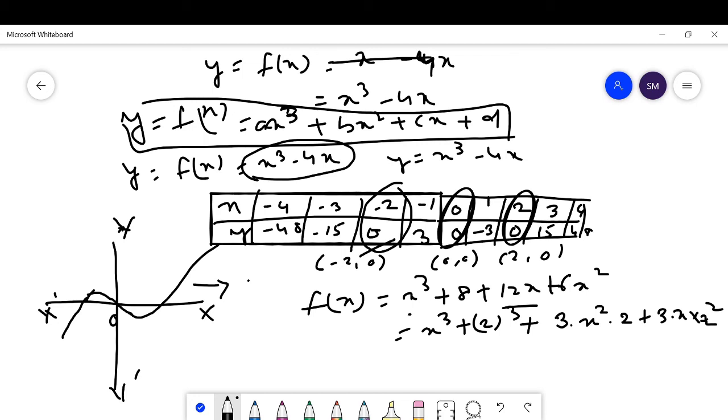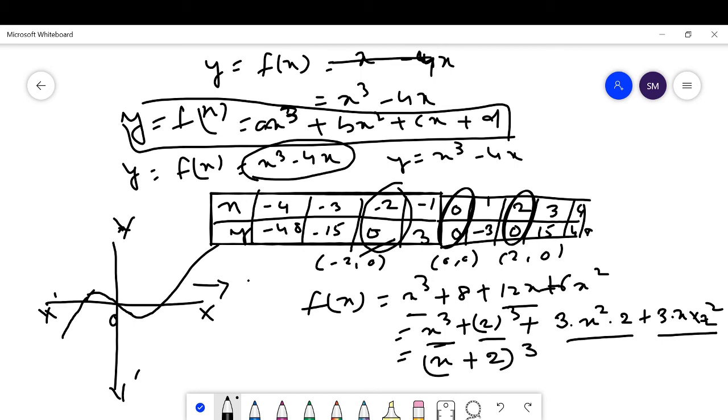This is x cube. 8 can be written as 2 cube. 12x can be written as 3 into x into 2 square. 6x square can be written as 3 into x square into 2. What is this? This is a cube plus b cube plus 3a square b plus 3ab square. Then what is this? This is a perfect cube. A plus b whole cube means x plus 2 whole cube.